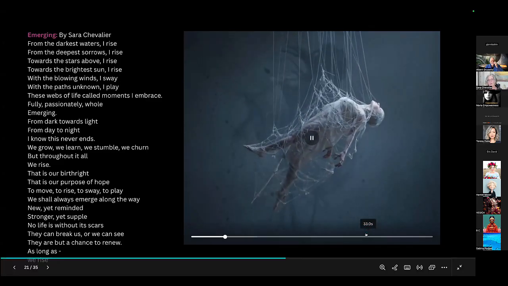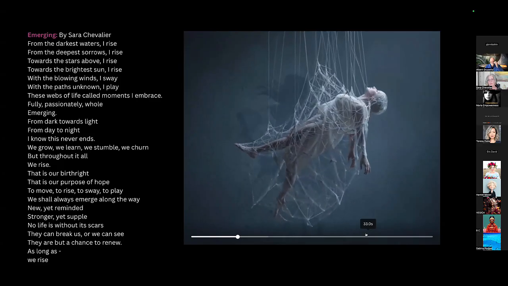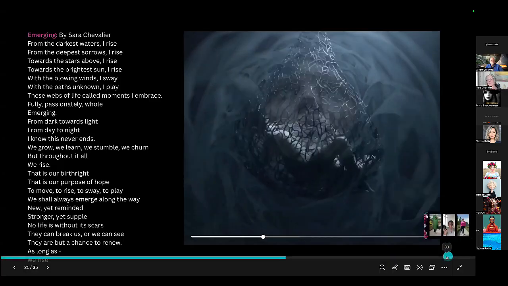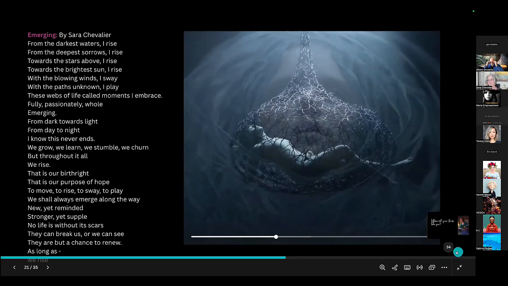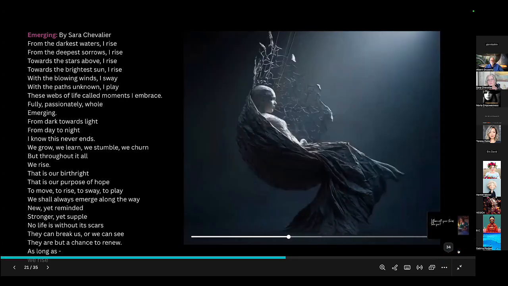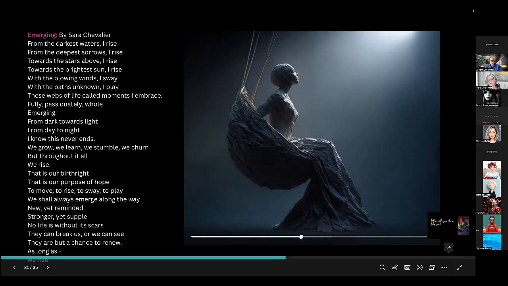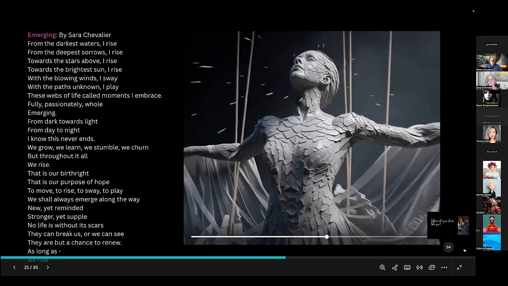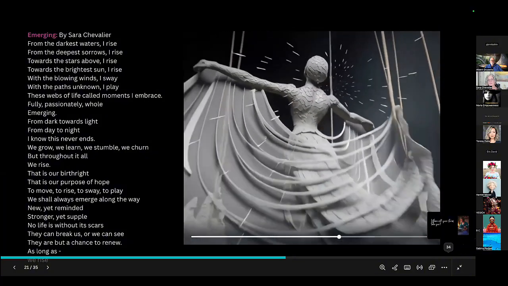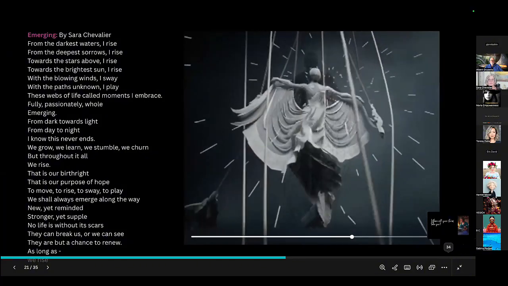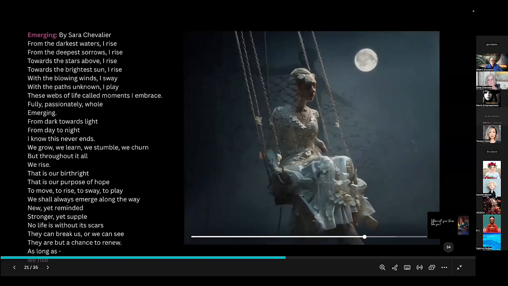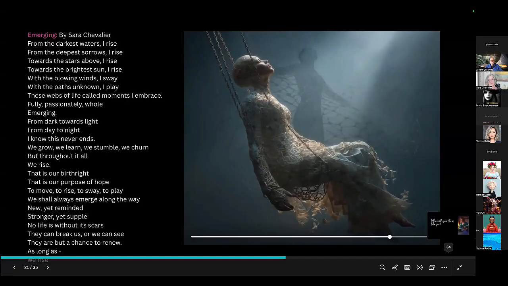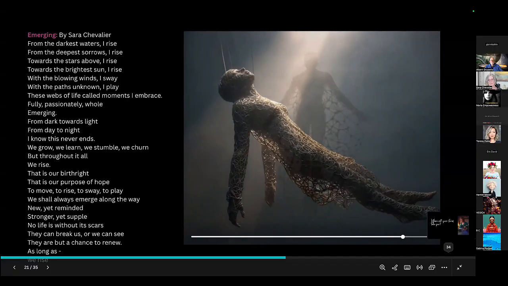Waters I rise, from the deepest sorrows I rise, towards the stars above I rise, towards the brightest sun I rise.